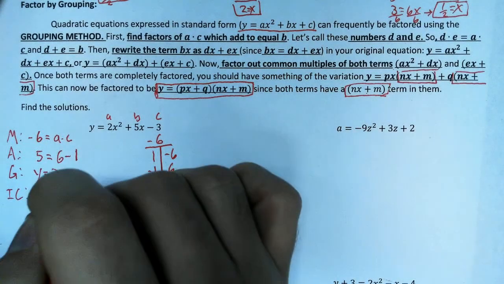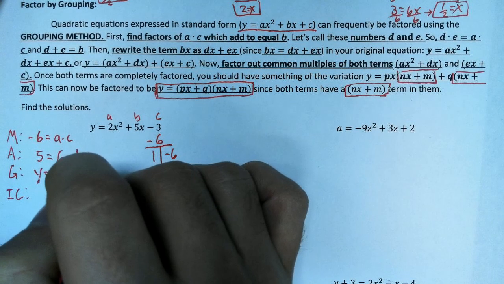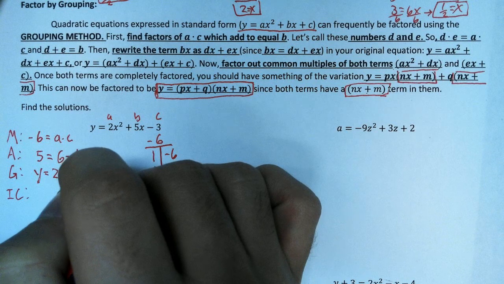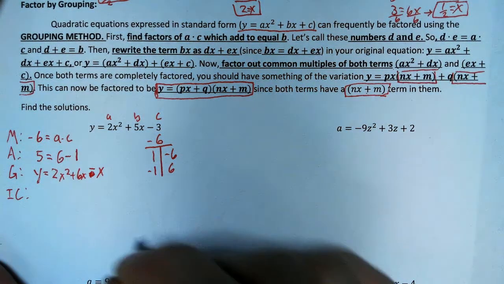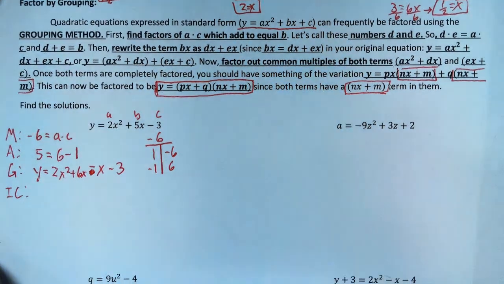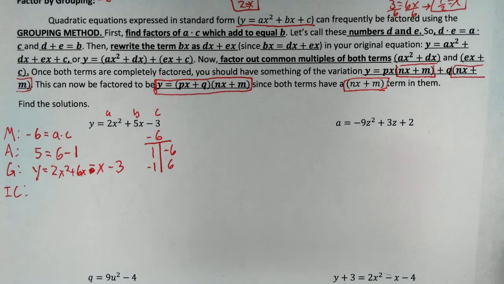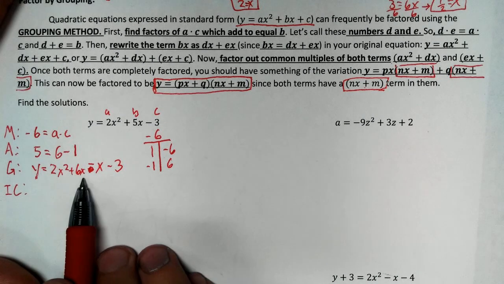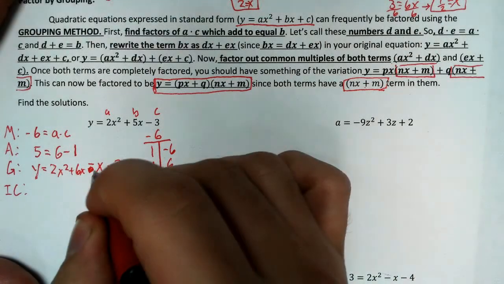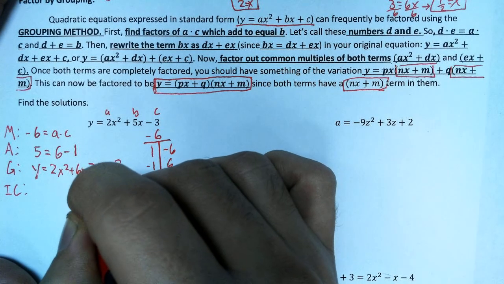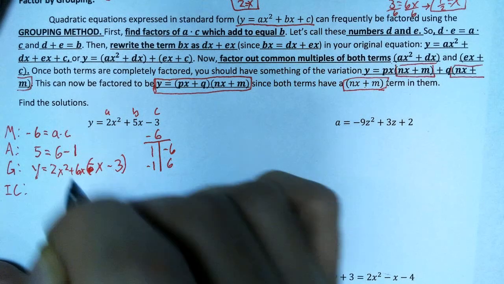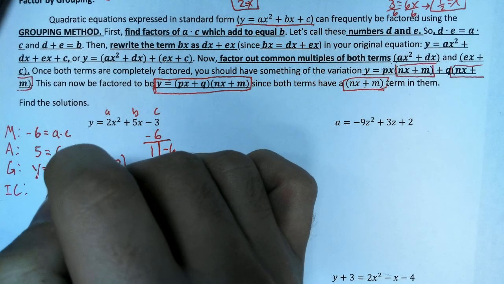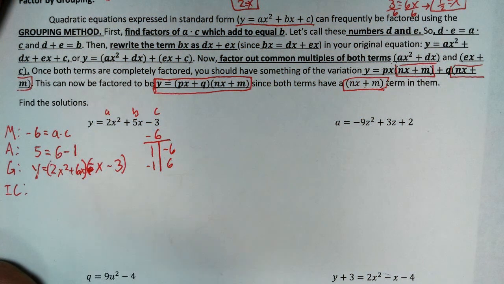2x squared plus 6x, minus x minus 3. Okay. Right? So we're going to split up that b term, and now we're going to group our terms together. So I want all these terms grouped together, and all these terms grouped together. Right? My first two and my last two.